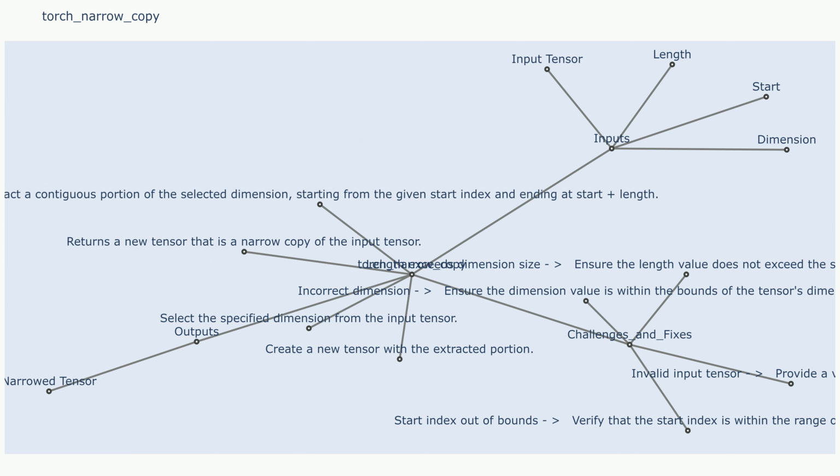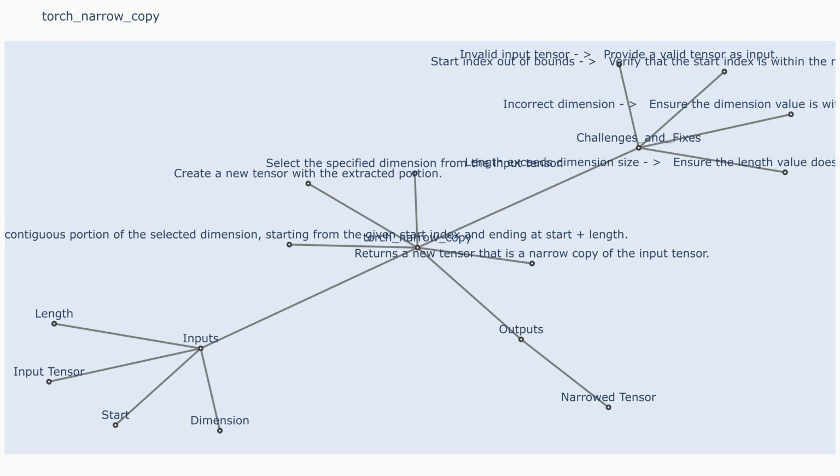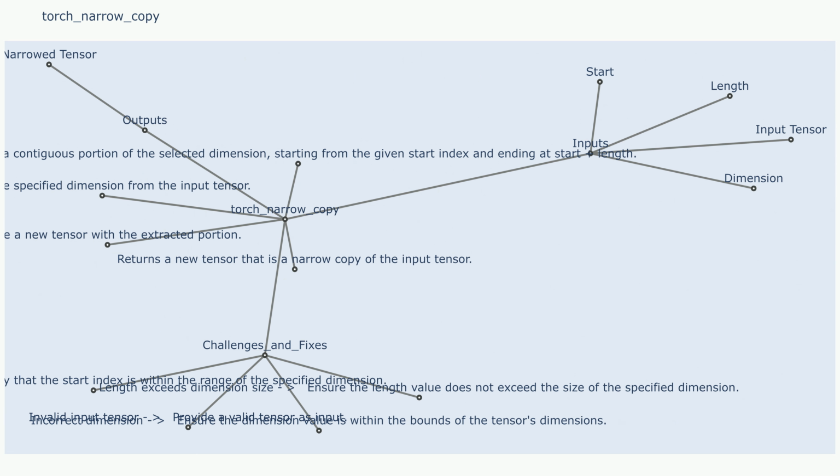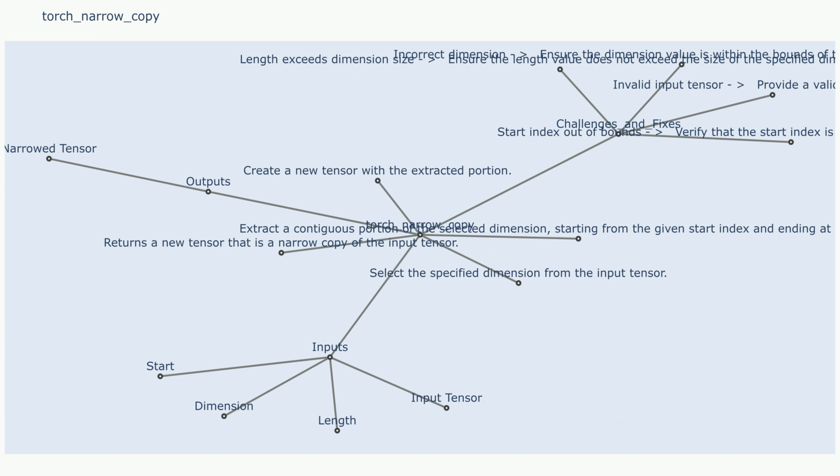Challenge 2: modifying the narrowed tensor unintentionally modifies the original tensor. Sample use case that resulted in challenge 2: narrowed_tensor = torch.narrow_copy(tensor, dim=0, start=0, length=3), narrowed_tensor[0] = 10, where the input tensor is modified as well. Fixes to challenge 2: if you need to modify the narrowed tensor without impacting the original tensor, consider creating a copy of the narrowed tensor using narrowed_tensor.clone(). This will detach it from the original tensor.